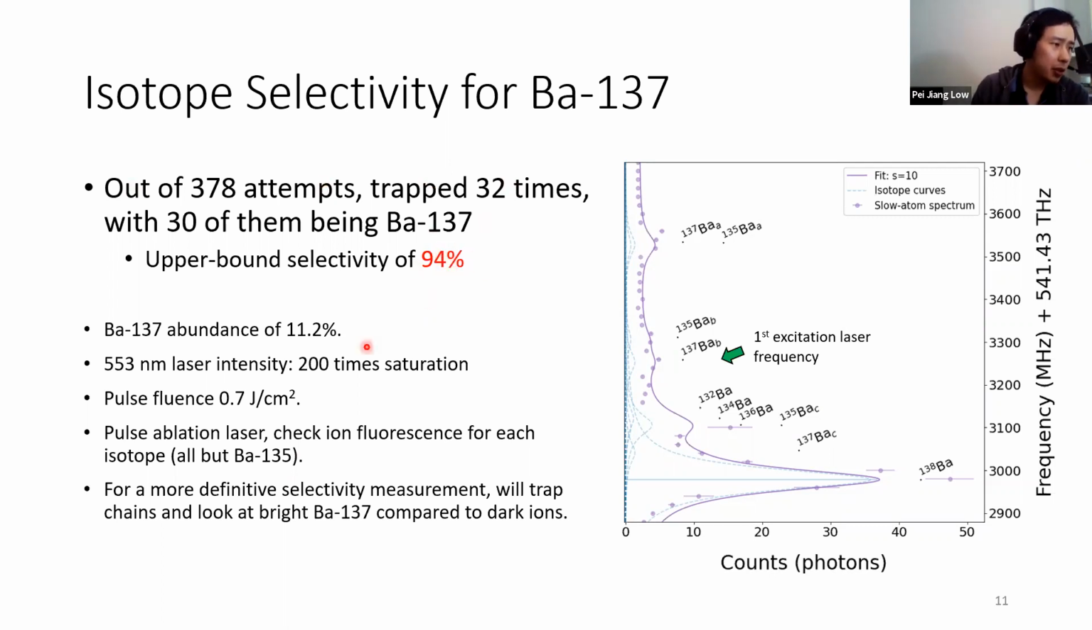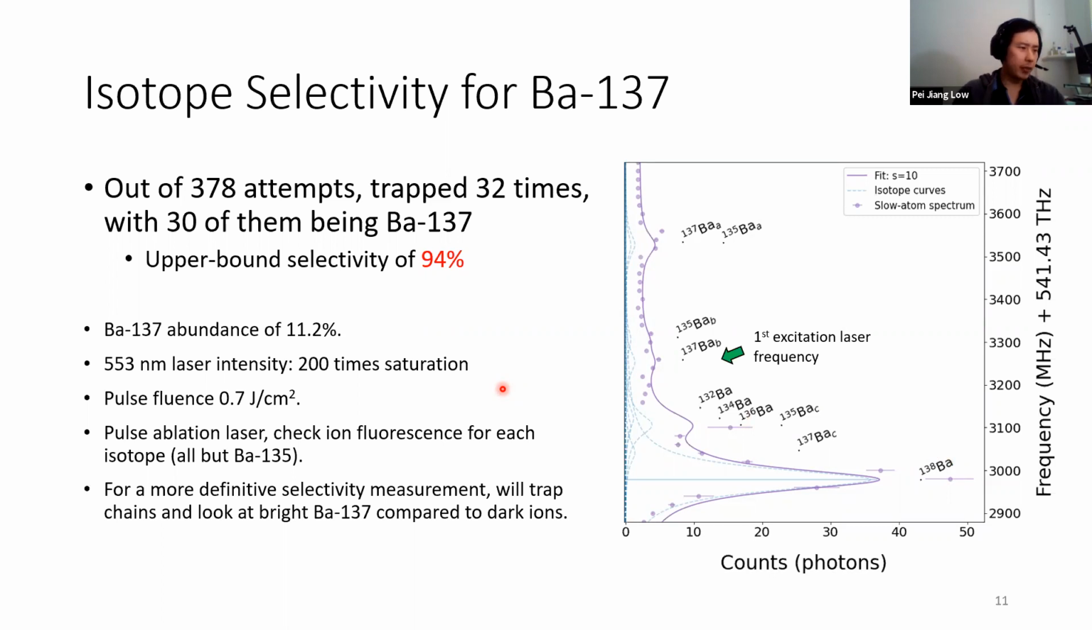But it is worth noting that we could not check for barium 135, and the 135 peak is actually close to 137. So when we do not trap anything, we could be trapping 135 as well. So this is an overestimation. So it's an upper bound of the selectivity estimation. But if you compare the selectivity of barium 137 compared to barium 138, so 137 has 11% abundance, 138 has about 72%. It's definitely much more selective towards barium 137 than barium 138, and barium 138 we could see if it is trapped. So we definitely have a positive selectivity.